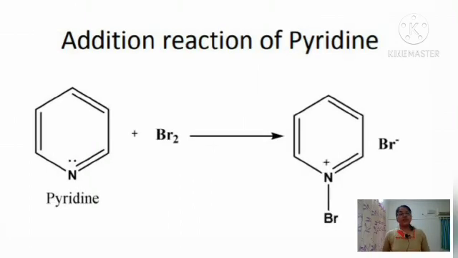Next, we can discuss the addition reactions of pyridine. Mainly, what will happen when pyridine undergoes addition with halogen. So, when pyridine undergoes addition with halogen, it results in the formation of a dihalide at room temperature itself without the presence of any catalyst.